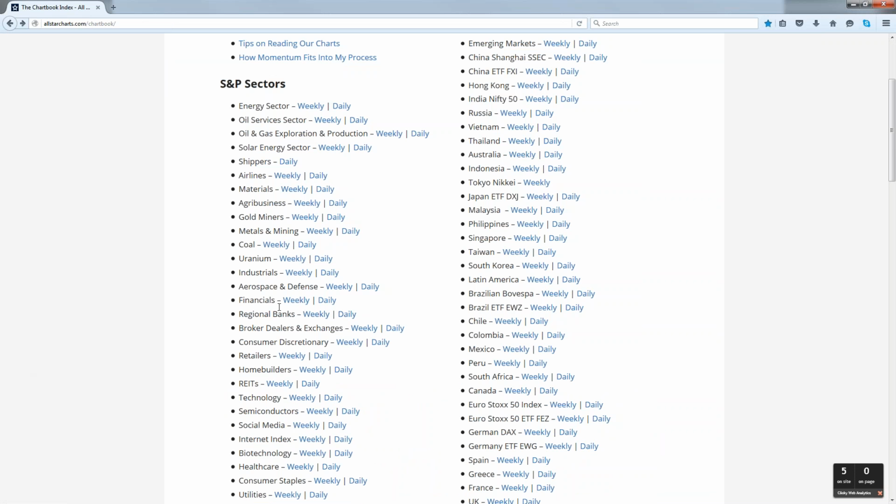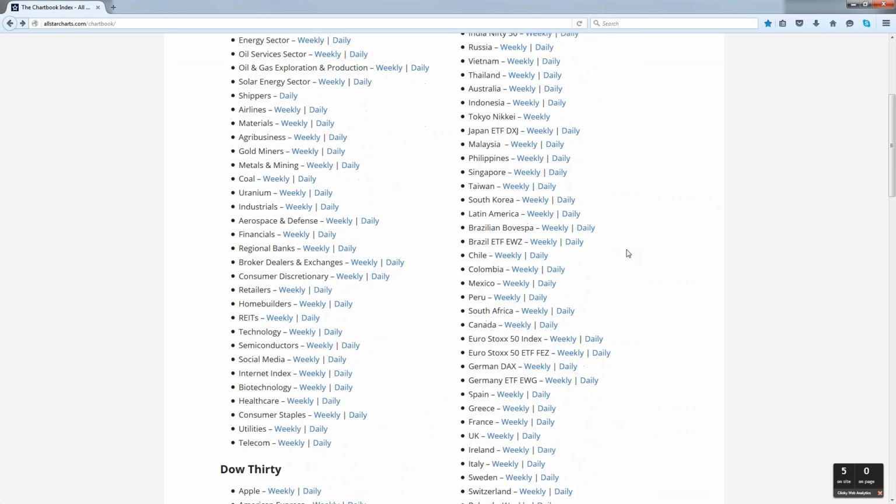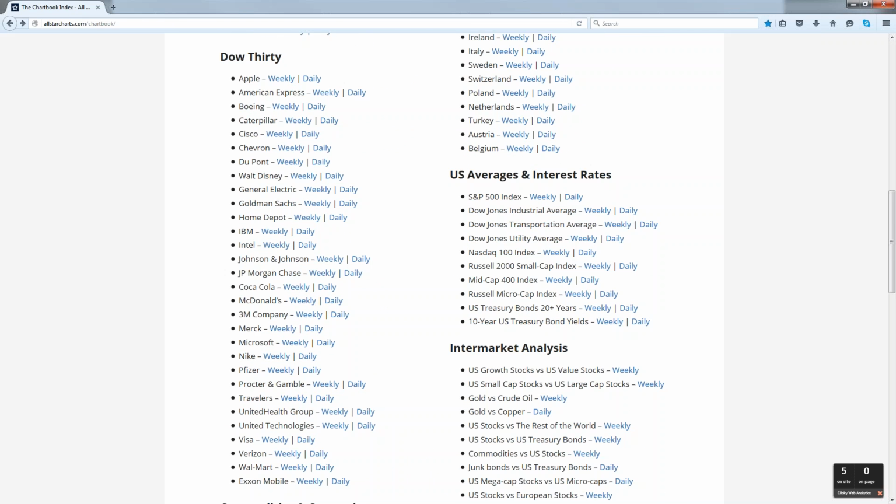So we have all of the S&P sectors and subsectors, all of the global markets, go through all of these countries, all of their indexes and or ETFs. I find the value in all 30 Dow components to get a good understanding as to what's happening within the Dow Jones Industrial Average. Also, obviously, all of the major U.S. averages and interest rates, not just the S&P 500, but the Russell 2000 small cap, the mid caps, the micro caps, and what's happening in interest rates as well.